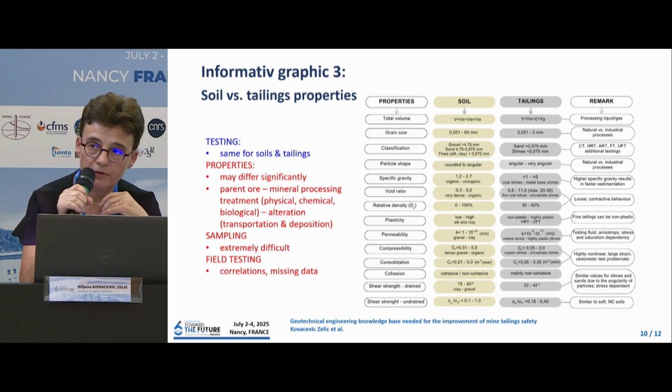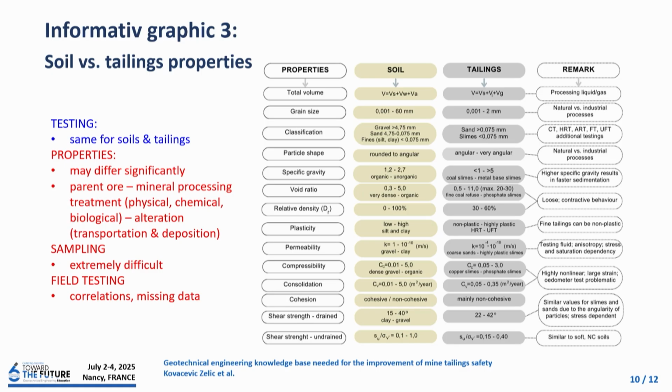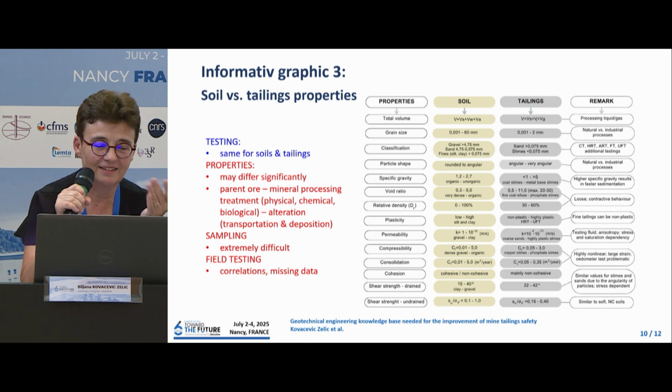Sampling is much more difficult for tailings than for soils. And if you are considering also that there is temporal and spatial variability present, then obtaining the design parameters is getting to be really, really difficult in tailings. Considering field testing, they can use correlations obtained for soil materials. But as we already heard, this is not the same.